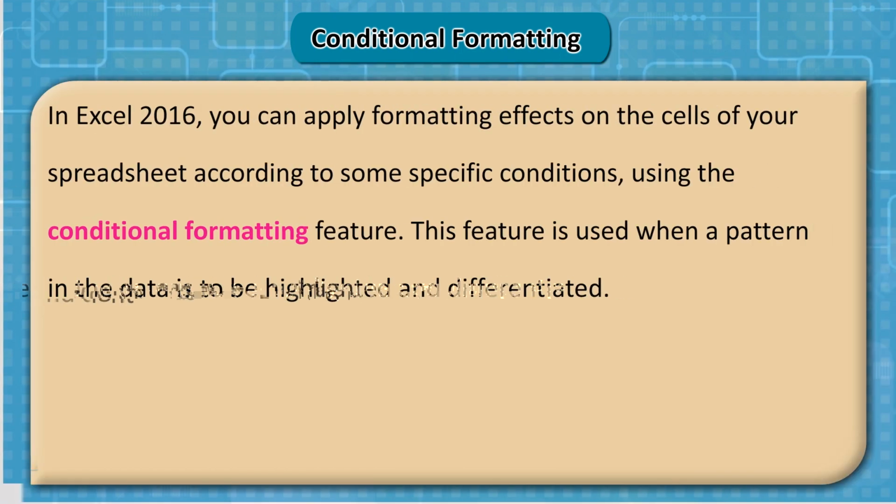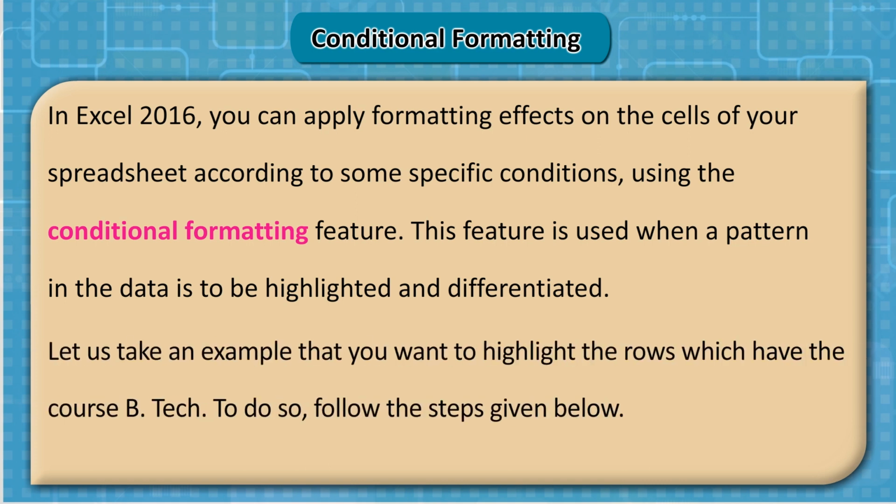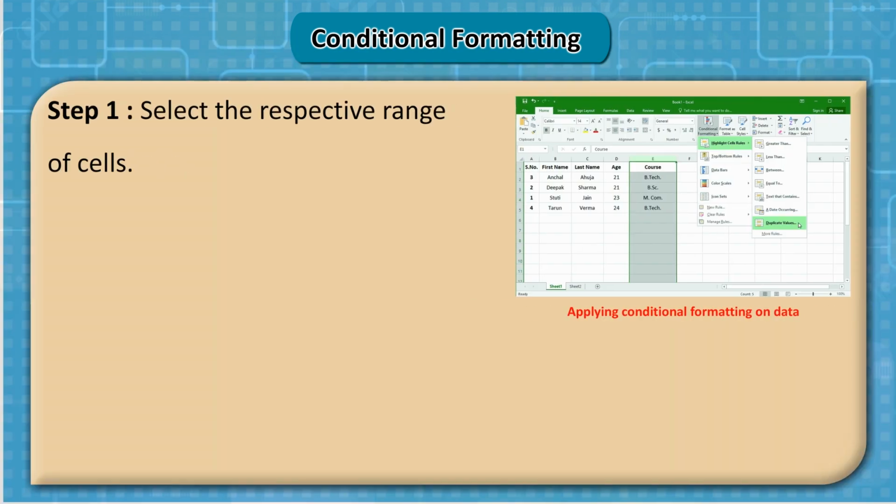Conditional formatting. In Excel 2016, you can apply formatting effects on the cells of your spreadsheet according to some specific conditions, using the Conditional Formatting feature. This feature is used when a pattern in the data is to be highlighted and differentiated. Let us take an example where you want to highlight the rows which have the course B.Tech. To do so, follow the steps given below. Step 1. Select the respective range of cells.